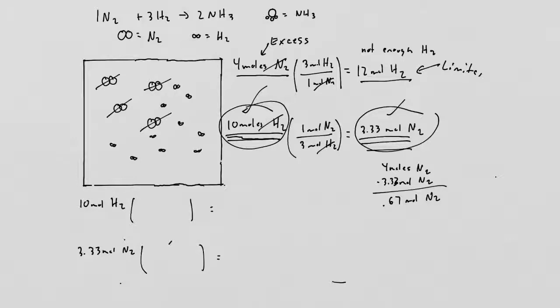So what I'm going to do here is, for every 3 moles of hydrogen, I get 2 moles of ammonia, which is going to be equal to 6.66 moles of ammonia. All right, because 2/3 of 10 is 6.66. And for every 1 mole of nitrogen, I get 2 moles of ammonia, which is also equal to 6.66 moles of ammonia.